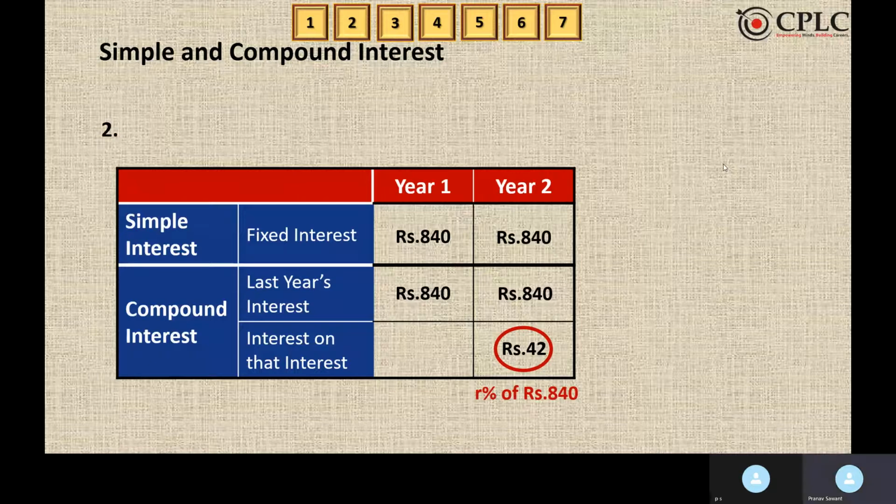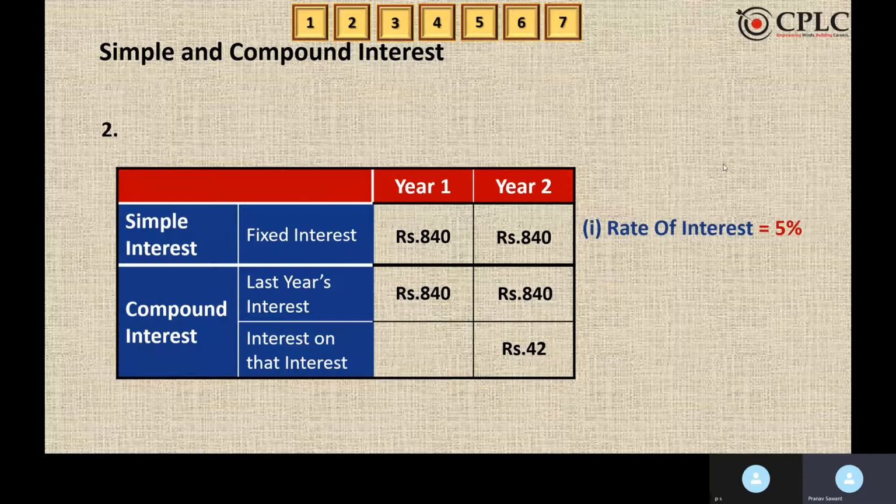Now, this 42 rupees is equivalent to what? It is equivalent to R% of 840. So 42 is equal to R percent of 840. Hence, we can get the rate of interest by solving this. The rate of interest is 5%.